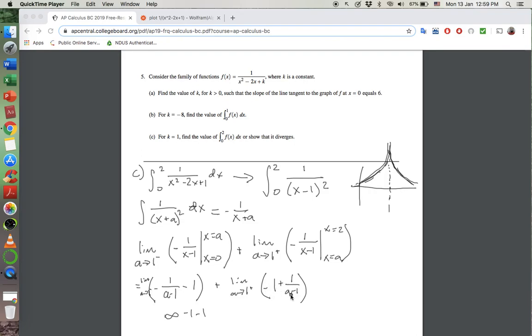And from the right-hand side, a is just barely bigger than 1. A number just barely bigger than 1 minus 1 is a very, very small number. And so 1 over an extremely small number is going to be infinity. And so we can see this diverges. It does not have a real value.